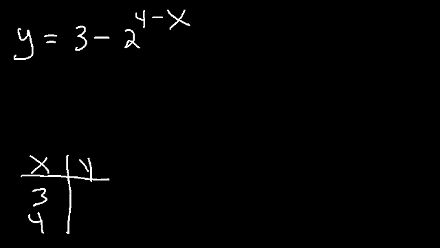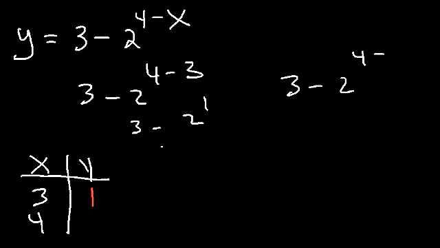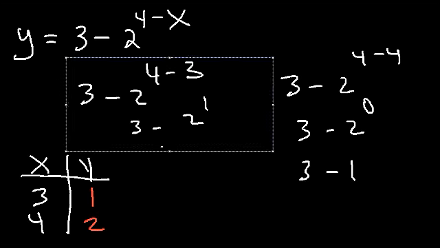4 minus 3 is 1, and 4 minus 4 is 0. So now let's plug in the points into the equation. So 3 minus 2 to the 4 minus x, let's start with 3. 4 minus 3 is 1. 3 minus 2 is also 1. So when x is 3, y is 1. Now if we plug in 4, it's going to be 4 minus 4, which is 0. 2 to the 0 power is 1. 3 minus 1 is 2. When you do it this way, you will always get numbers that you can work with.